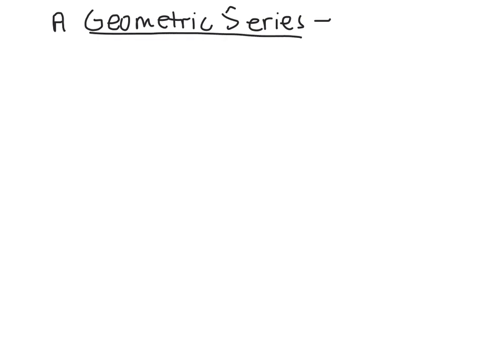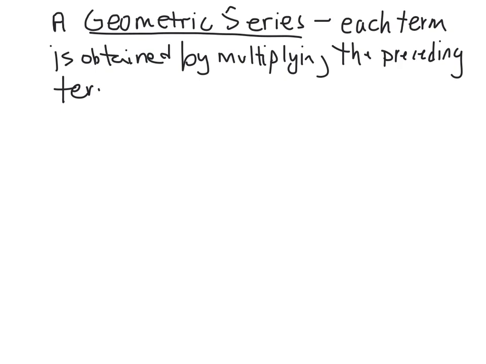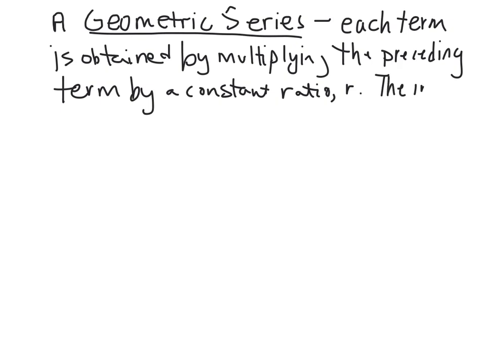A geometric series is one in which each term is obtained by multiplying the preceding term by a constant ratio r. The initial term is a.